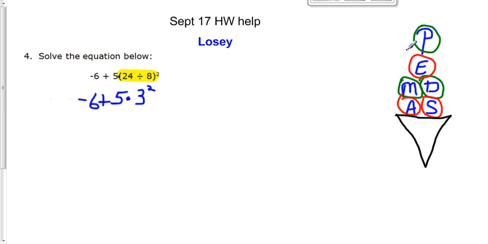Okay, I'm going to cross off the parentheses. We're done with the parentheses. Now as exponents, we have one exponent right here, 3 squared. So that's what I got to do next. What does that mean? It means 3 times 3, and 3 times 3 is 9. We've done our exponents. We have no more exponents, but I got to bring everything else down the way it is.